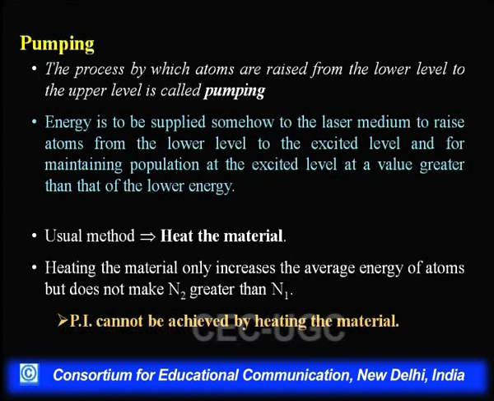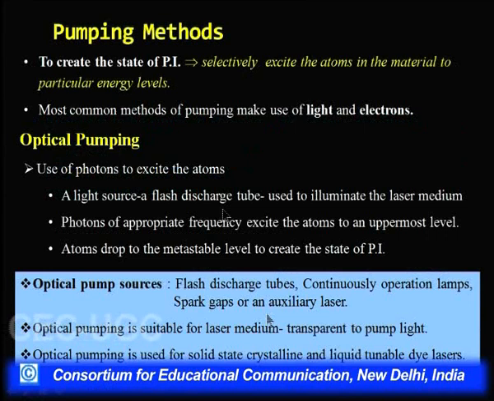The usual method is to heat the material, but heating only increases the average energy of the atoms and does not make N2 larger at the upper level. It means the population at the higher level cannot be increased by heating the material, so population inversion cannot be achieved by heating. Then what do we require? We require pumping. Pumping may be of many types. To create the state of population inversion, we selectively excite the atoms in the material to particular energy levels. The most common methods of pumping make use of light and electrons.